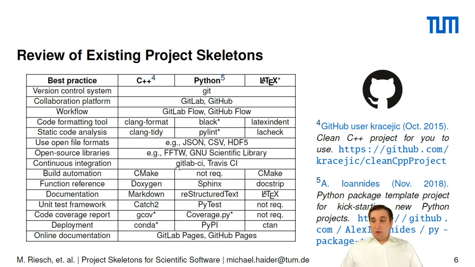And depending on which platform you use, you have the option for GitLab CI, which is the continuous integration implementation in GitLab, or for GitHub, there is Travis CI, which is a third-party continuous integration that works with GitHub. For build automation, we suggest the use of CMake for C++ as well as for LaTeX. In Python, there is no build process because it's an interpreted language, so there is no build automation required here.